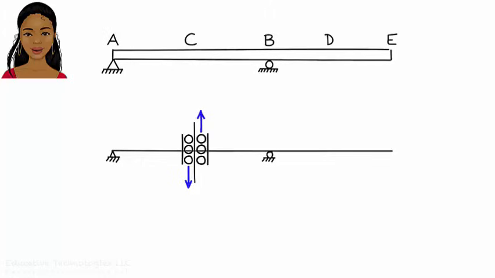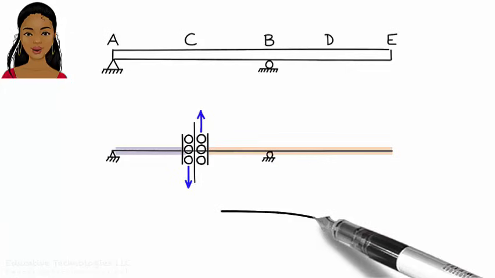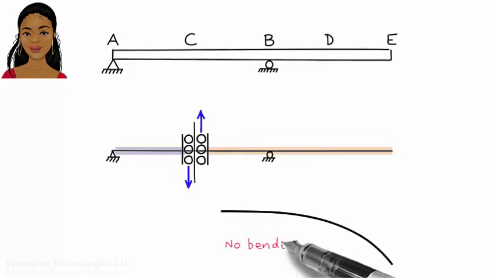The rollers divide the beam into two rigid segments. Let's call them bars. We have bar AC and bar CE. Here is something very important to remember. Such bars can move up or down or rotate if permitted by their boundary conditions, but they cannot bend. Simply put, this is not an acceptable deformation for a bar.